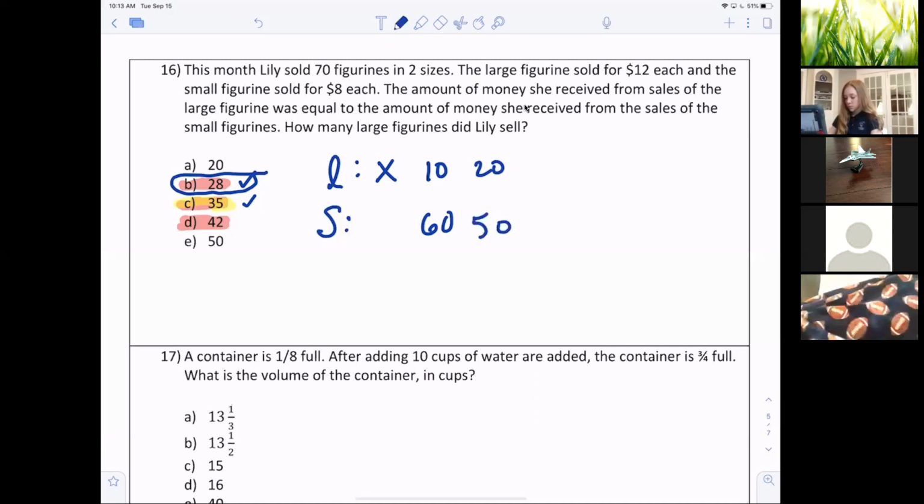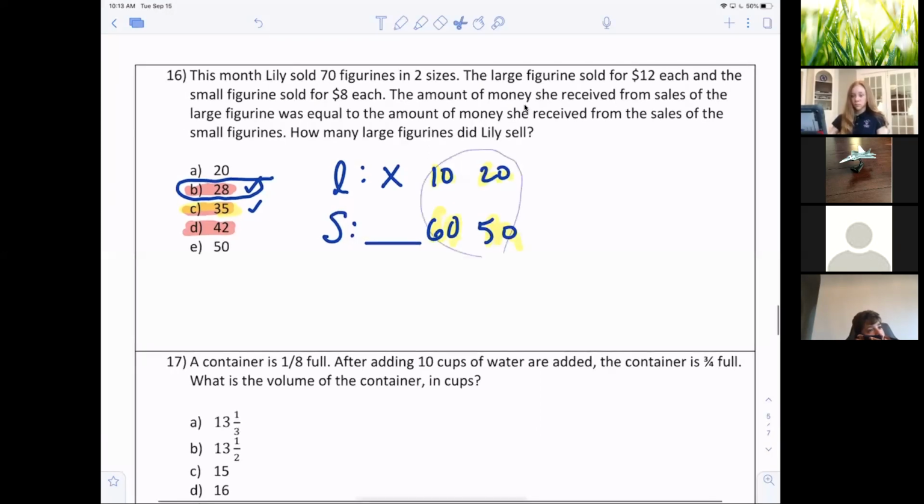How are you getting 60 and 50 from 10 and 20? Minus 70? From what? 70. So, come on, someone tell me what would go in for S? I want the answer for S. What would that be? X minus 70? No. 70 minus X.